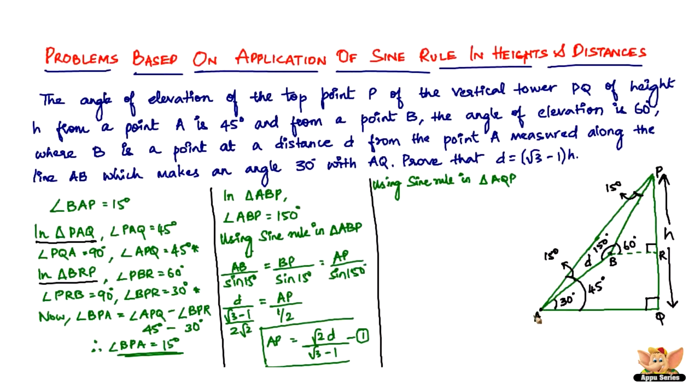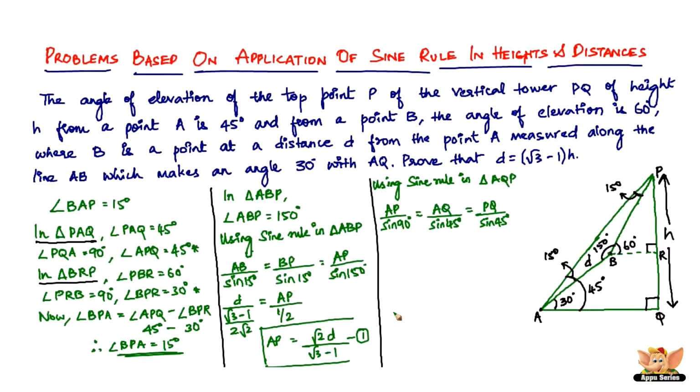So in that case, let's take first AP. AP divided by the opposite angle, sine of 90 degrees. So AP divided by sine 90 equals AQ divided by the opposite angle, 45 degrees, sine of 45 degrees, equal to, then the one side left is PQ. Again, PQ divided by the opposite angle is 45 degrees, so it's sine 45 degrees.